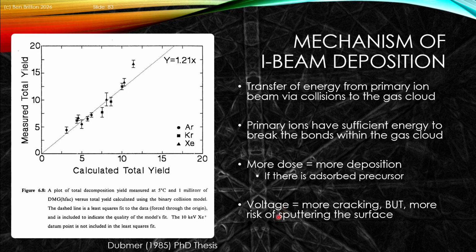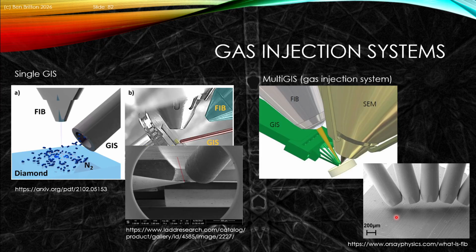We also see from the literature that a higher voltage will result in more cracking of the gas because you've got more energy to enable that to happen. But those ions, of course, have more risk of sputtering the surface. So you want to tune how much partial pressure of gas is coming out of the gas injection system. Just to recognize that, of course, this entire chamber is under vacuum, so you're introducing a very small amount of gas that is eventually being sucked up by the chamber. You need to make sure there's a constant, nice flow of gas coming out of the gas injection system.